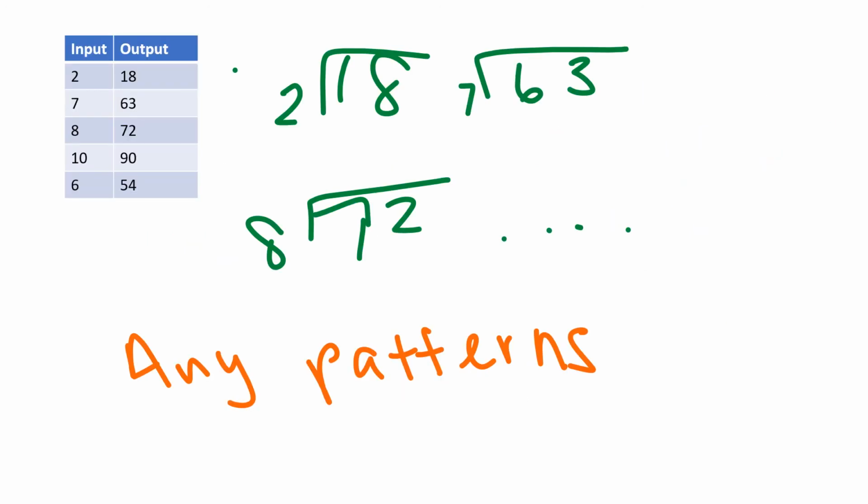All right, for the next problem, you want to find out what is the relationship between the inputs and outputs. So I started off doing the division for you. The 18 divided by 2, 63 divided by 7, 72 divided by 8. You also want to do 10 and 90 and 6 and 54, and figure out any patterns that you see. Let me know if you need help with this, but I think you should get it with finding out what your answers are for the divides or the dividends.